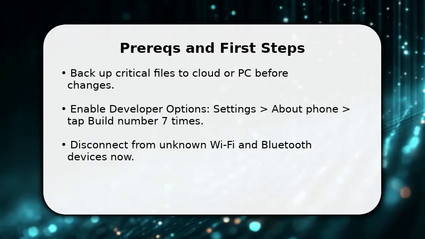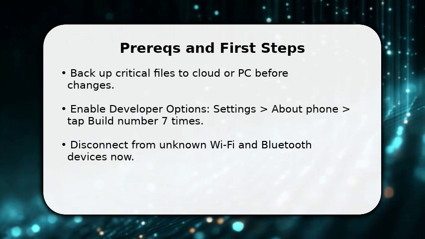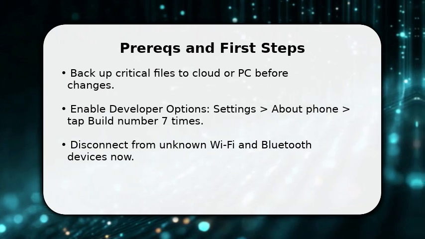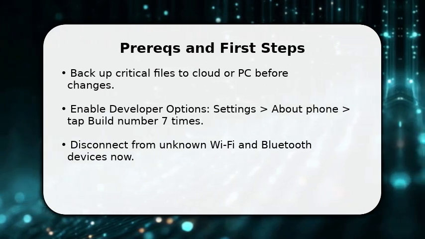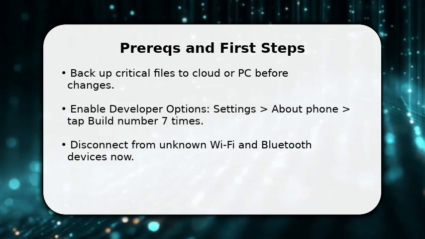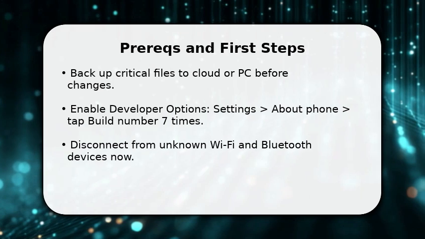You start by securing data and creating recovery points, backup photos, contacts, and app data to your chosen cloud or a PC. Once done, enable developer options so you can see security-level controls. Go to Settings, About Phone, tap build number 7 times.